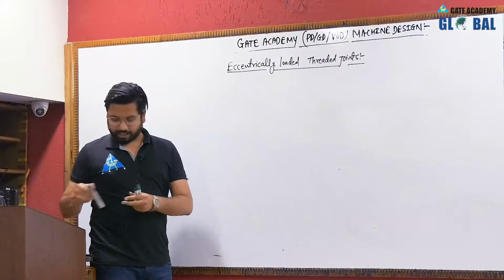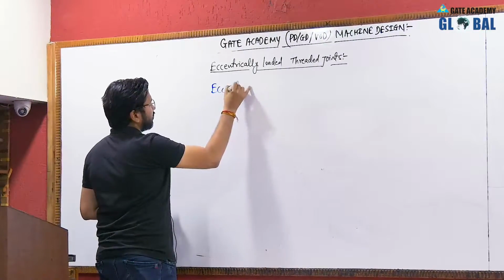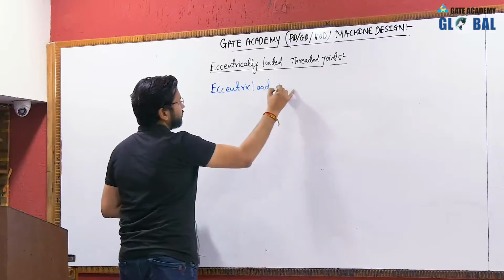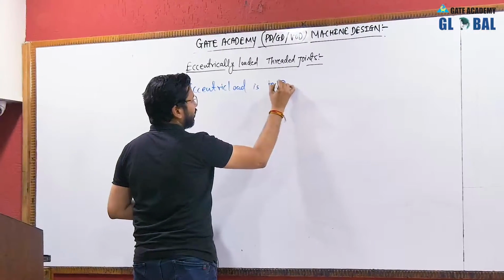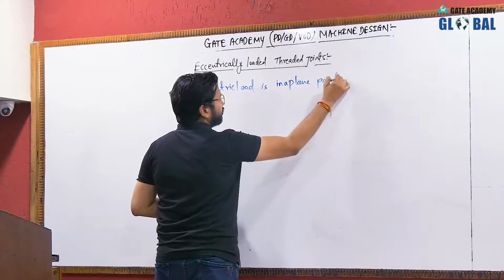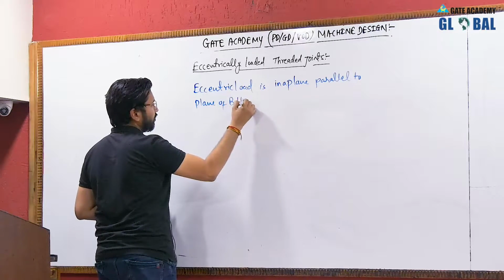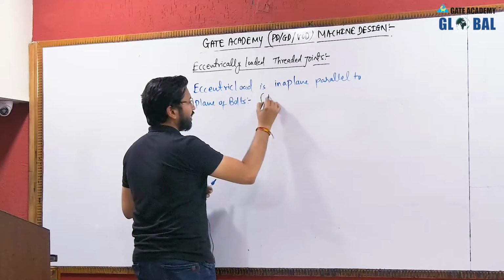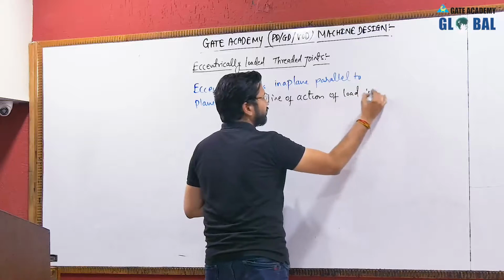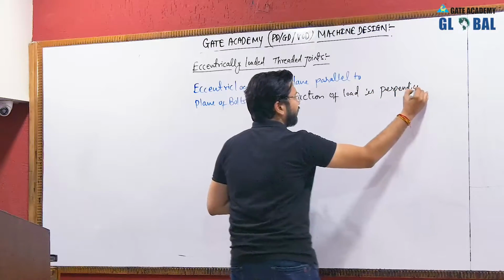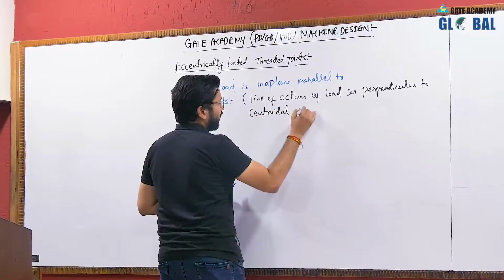Now we will see a second category of eccentrically loaded bolted joints or threaded joints, where the eccentric load is in a plane parallel to the plane of bolts. Also you can call it that the line of action of load is perpendicular to the centroidal axis.